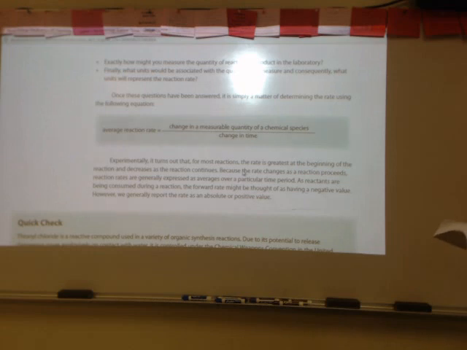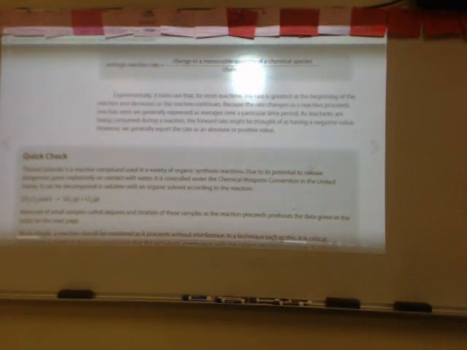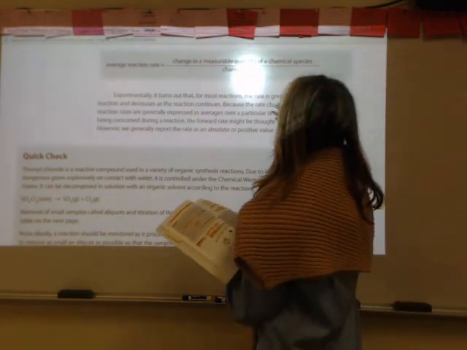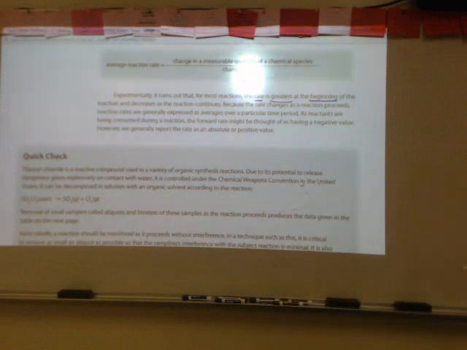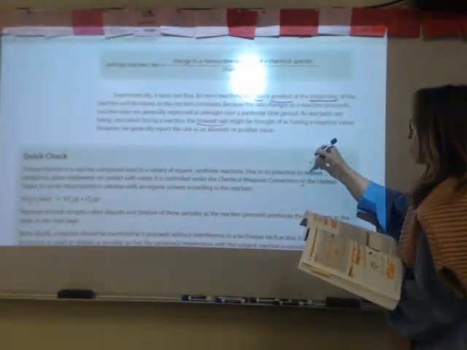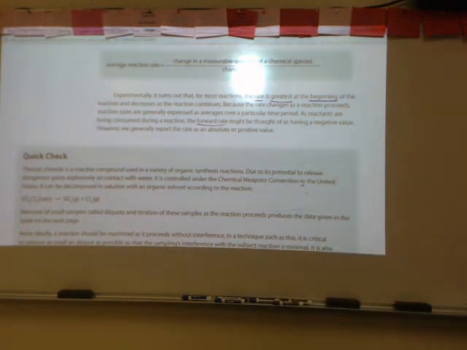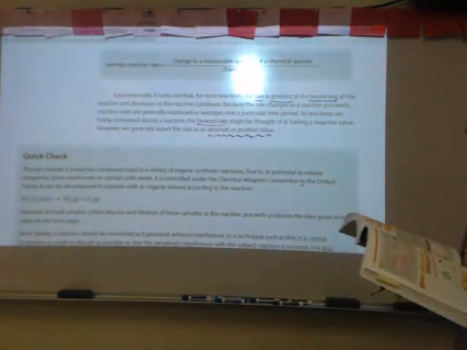So in order for these questions to be answered and you determine the rate, you can use this equation where the average reaction rate is the change in a measurable quantity of some chemical species, whether it's a reactant or product, over time. For most reactions, the rate is going to be the greatest at the beginning of a reaction, and it'll decrease over time because as the reaction happens, you're going to be consuming reactant. So the forward rate, which is converting reactants to products, you might think of it as having a negative value, but when you calculate it, you're actually going to be representing the absolute or positive value of that rate.